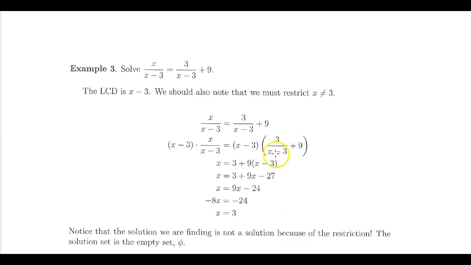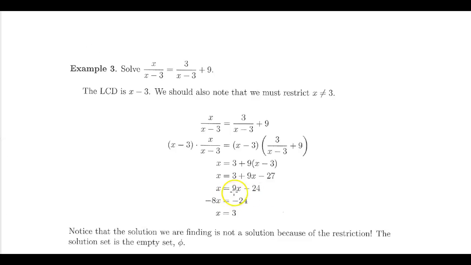So we can multiply both sides by x minus 3 and simplify. On the left-hand side, the x minus 3's cancel and we get x. And on the right-hand side, we have to distribute the x minus 3 to both of these terms. So when I multiply x minus 3 by 3 over x minus 3, the x minus 3's cancel and we get 3. And then the 9 has to be multiplied by x minus 3. The right-hand side simplifies to 3 plus 9x minus 27, which is equal to 9x minus 24.